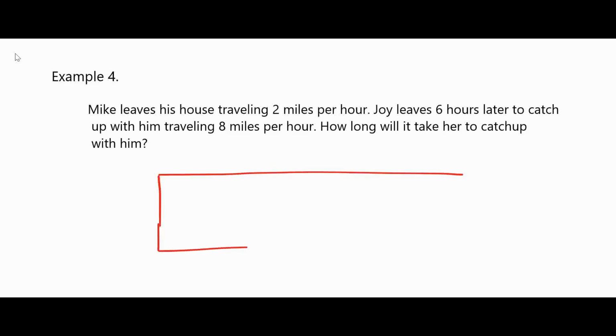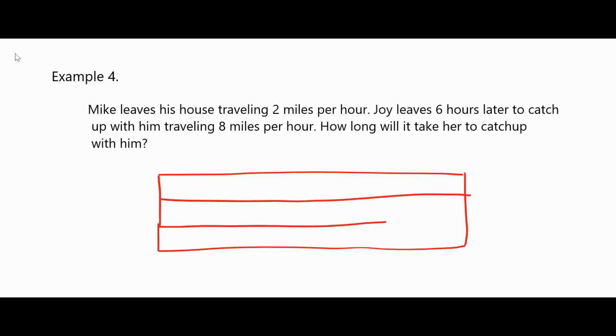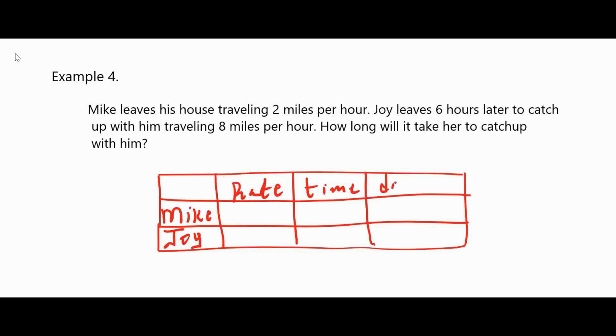So just draw your table and 3 rows, and then if this is Mike, then this will be Joy, but any of them can actually come first. So let this be the rate, the time, and the distance.